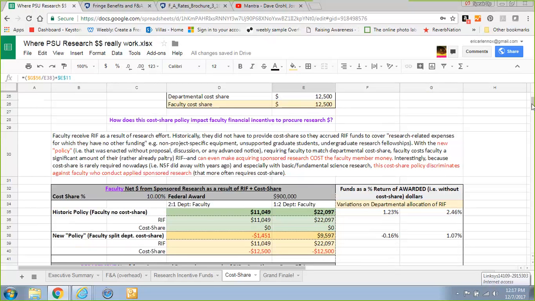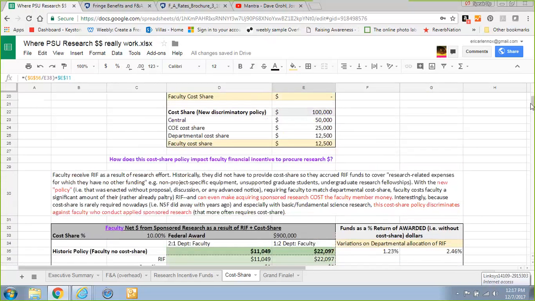Anyway, those are my 2 cents. This policy, quote unquote, is totally bonkers. It's discriminatory against applied researchers, and everyone that cares about research should care about this.